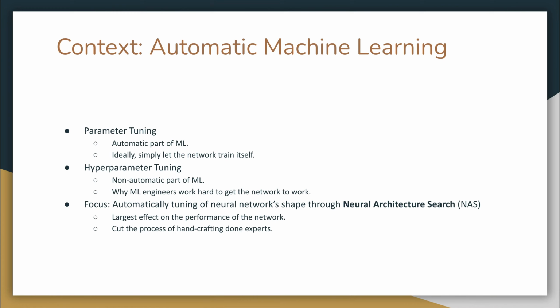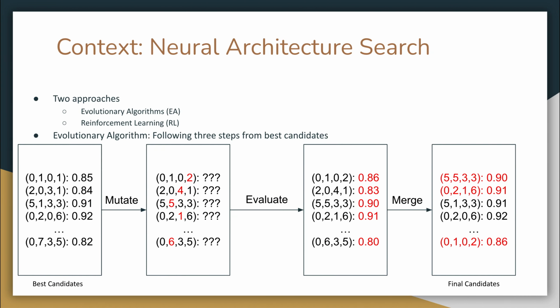In machine learning, many wish we can simply let the network do all the work. However, hyperparameter tuning forces engineers to carefully handcraft networks to work. Neural architecture search works to automate the process of tuning one of the most important hyperparameters, architecture shape.